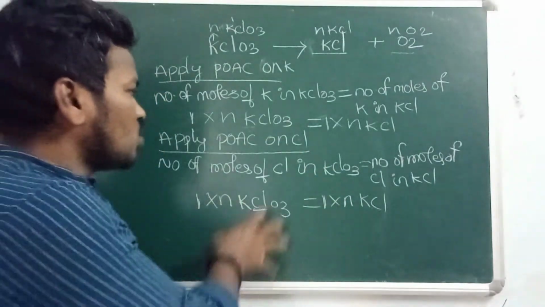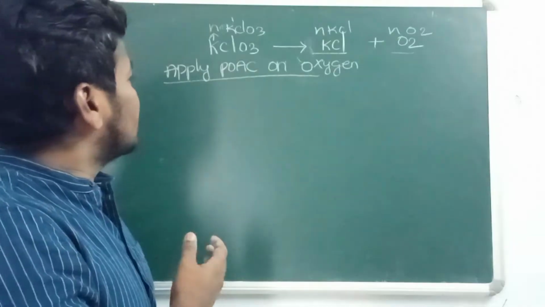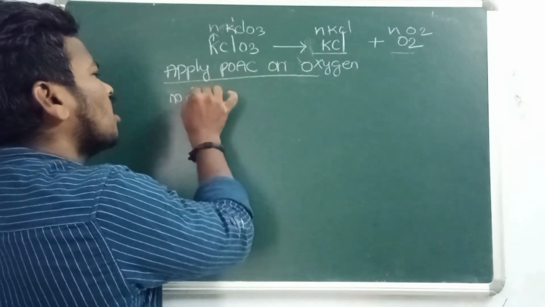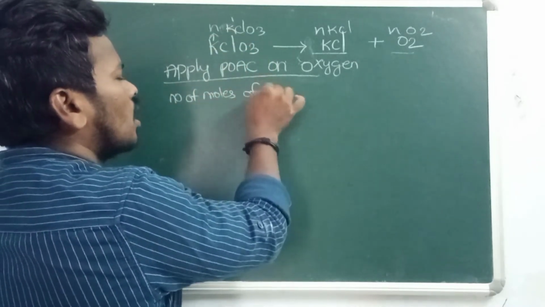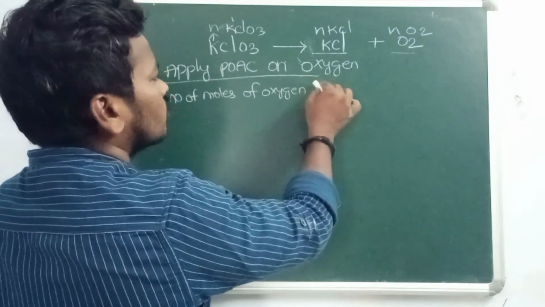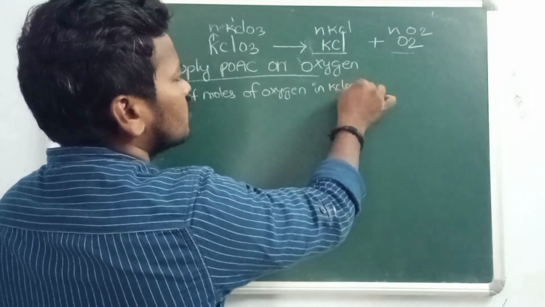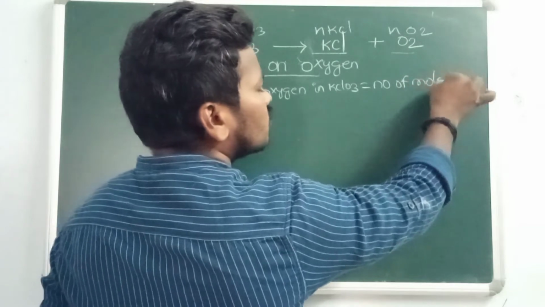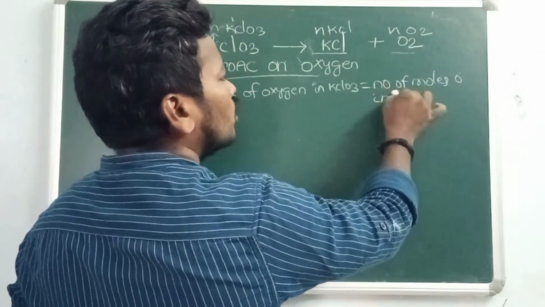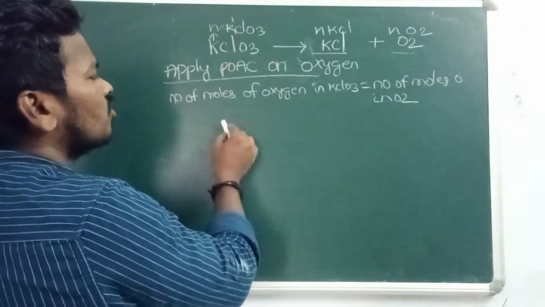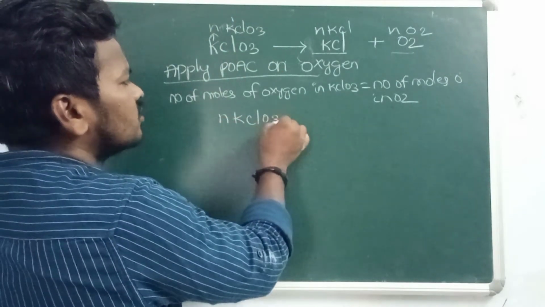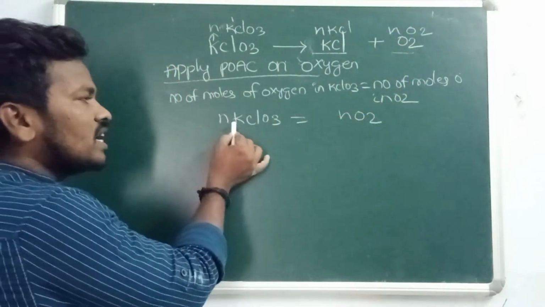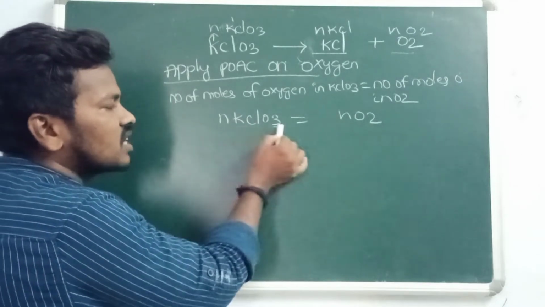Same thing you have to apply on the oxygen also. Apply POAC on oxygen in KClO3. So the number of moles of oxygen in KClO3 is equal to the number of moles of oxygen in O2. So n moles of KClO3 is equal to how many moles of oxygen? In 1 KClO3, 3 oxygen atoms are there.